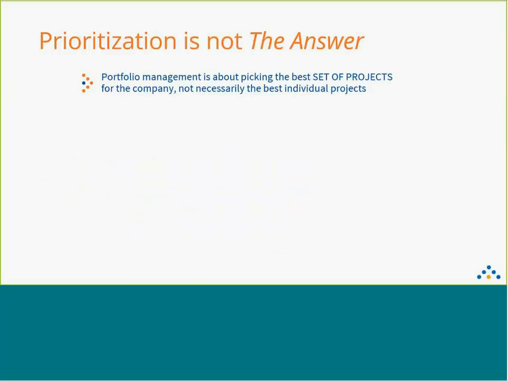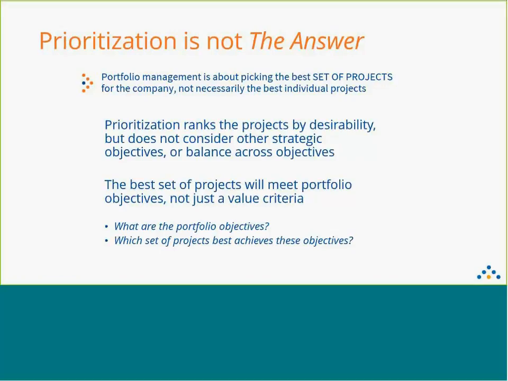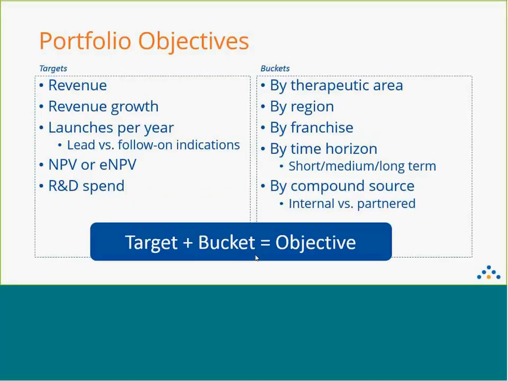So portfolio management isn't about strict prioritization. It's a dance between value and balance. And when you prioritize, you look at value, but you don't look at balance. So we're picking the best set of projects, not just the best individual projects. So the best set of projects will meet multiple portfolio objectives, not just a value criteria. And really what we have to be asking about are what are the portfolio objectives and which set of projects achieve those objectives. So let's think for a moment about what those objectives are.